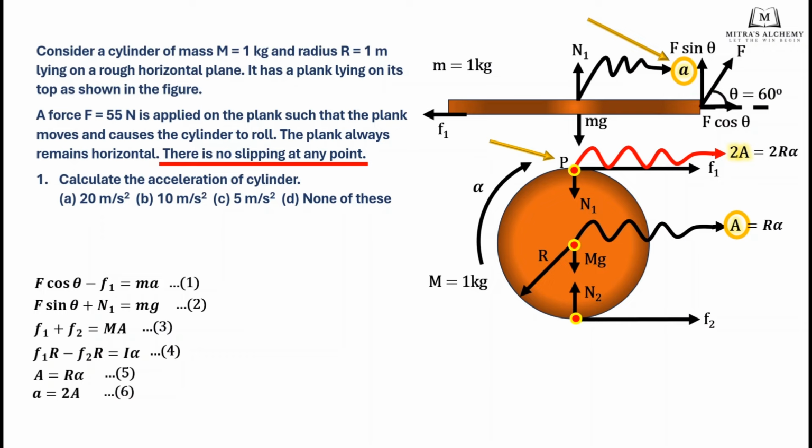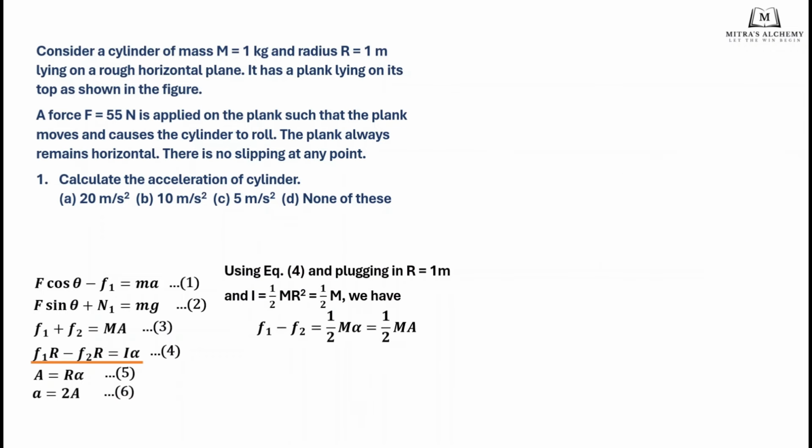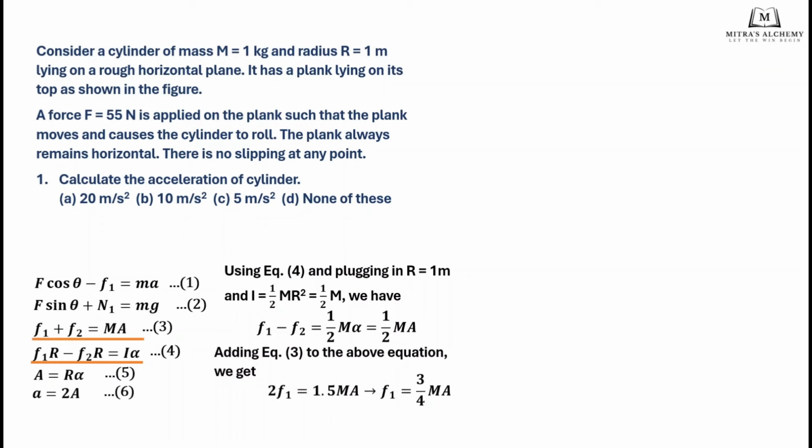Okay, so finally we have all the sets of equations, and now let's go into solving them. Using equation 4 and plugging in r equals 1 meter and I equals half mr squared, which in this case is half m because r equals 1, we have F1 minus F2 is equal to half m alpha, which can be written as half MA. Now adding equation 3 to the above equation, we get 2F1 equals 1.5 MA, which gives us F1 equals 3 by 4 of MA.